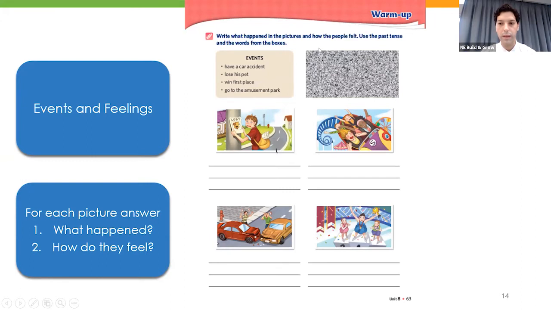Right, let's see. Aha, he lost his dog. Okay, this is very good. The boy lost his dog and he felt terrible. Yes, excellent. He feels sad because he lost his dog. Very good. Okay, so this is an excellent example, right?